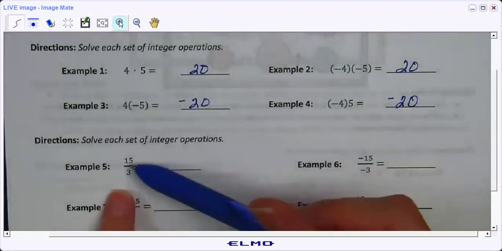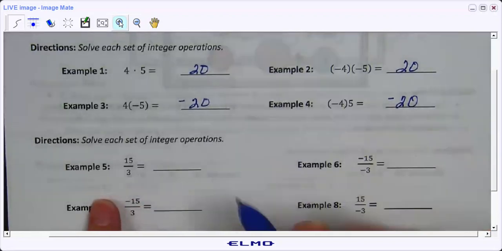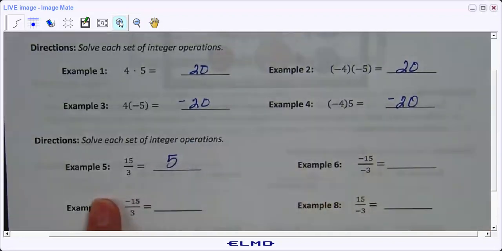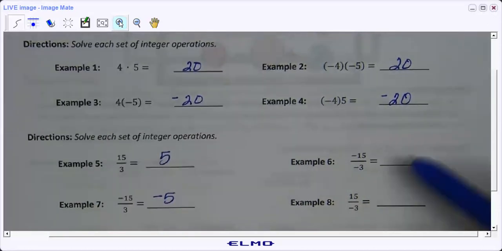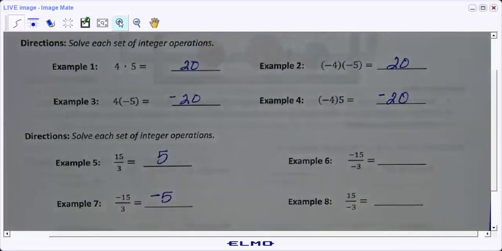So example 5, 15 divided by 3 is 5. Both numbers are positive. My answer is positive. 15 divided by 3 is 5. 1 is negative, 1 is positive, so they're different signs. So my answer is negative. Go ahead and do 6 and 8 if you haven't already.